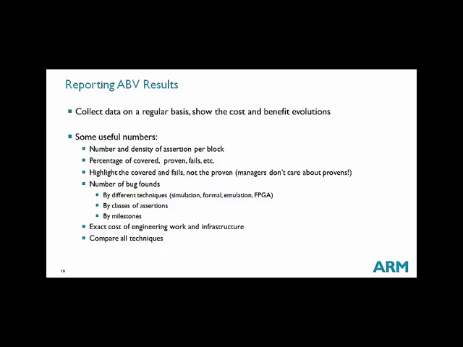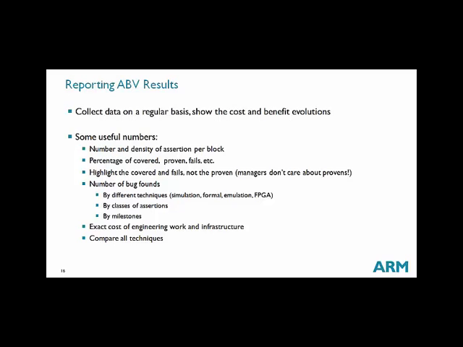My advice is to collect data from ABV on a very regular basis. Collect the benefits, that is the number of bugs that are found, not really the number of properties that are proven, because managers don't care about that, and also show the cost. How many people work on ABV? That means how many people write assertions, how many people run the flow simulation, formal, emulation, and so on. Also, what is the footprint on your cluster?